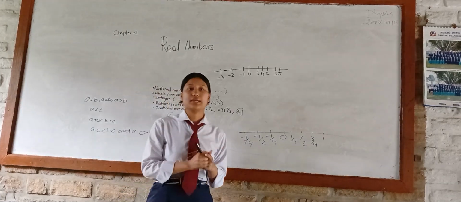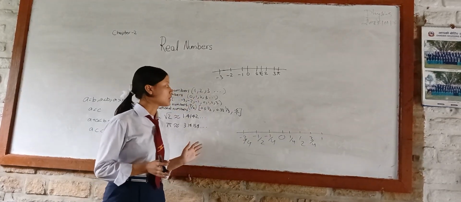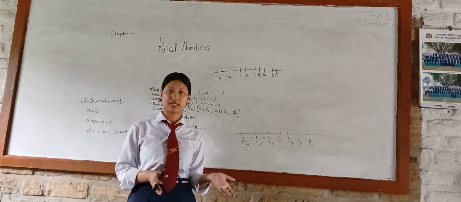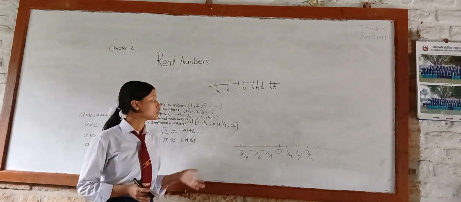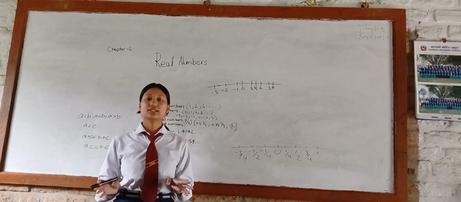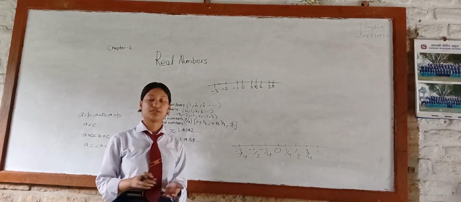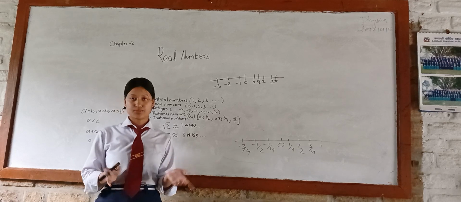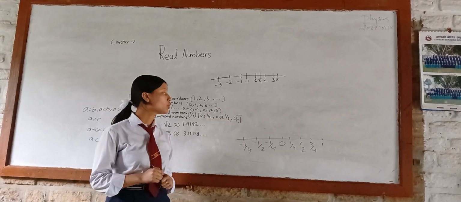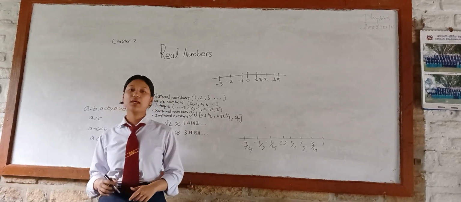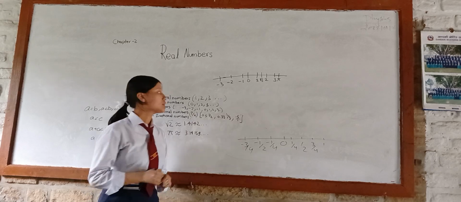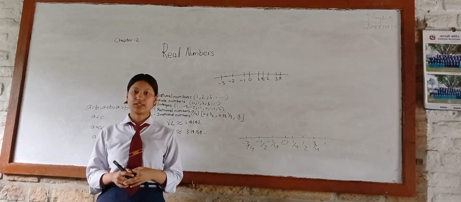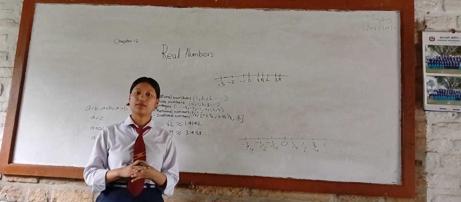Now the next topic is interval. Let us suppose a and b are any two real numbers in the real line such that a is smaller than b. The set of all real numbers in the real line between a and b is called an interval, and a and b are the endpoints of the interval. According to the involvement of these endpoints, there are the following types of intervals: open interval, closed interval, left closed right open interval, and left open right closed interval.